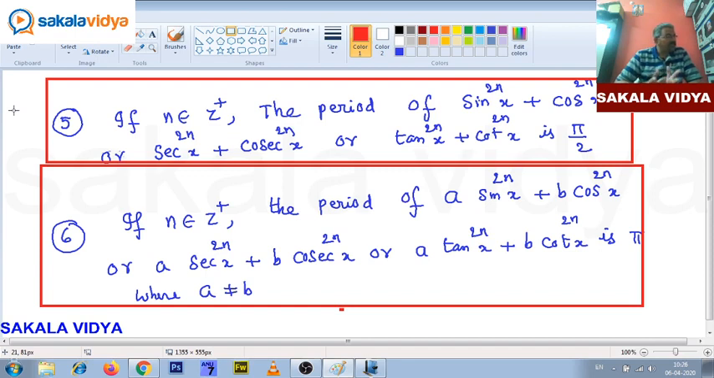Is this class 11th or 12th? This is trigonometry, which comes under class 12th. You might be from CBSE, I think so. Whether it is CBSE or any board, this will be absolutely useful. You need to remember it.